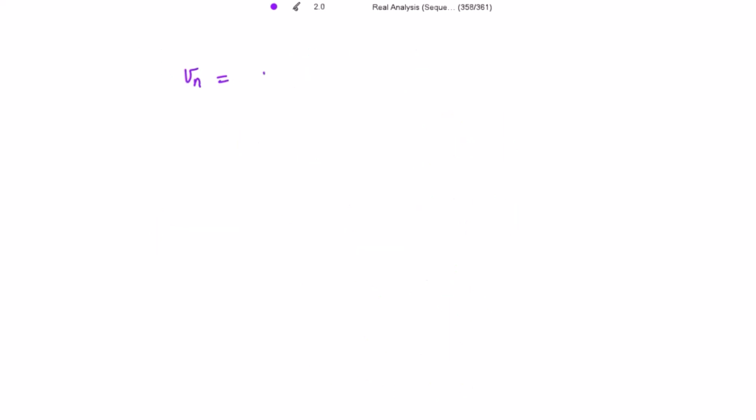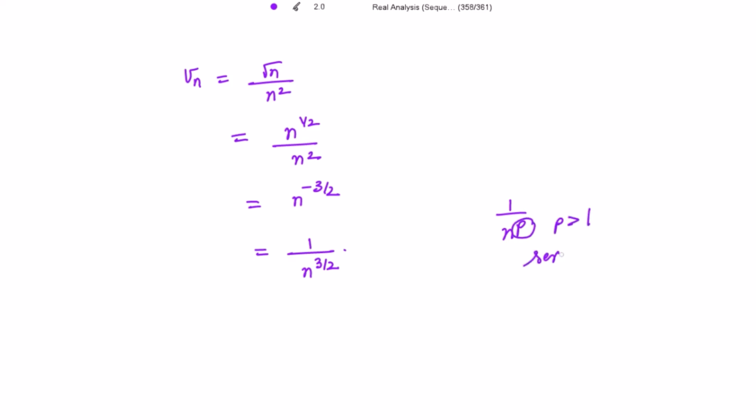Now Vn is equal to square root n divided by n square, that is n power 1 by 2 over n square, that is n power minus 3 by 2, or 1 divided by n power 3 by 2. By p-test, if p is greater than 1, then the series is convergent. So here I am having 3 by 2, which is strictly greater than 1. So this Vn series is convergent. So by p-test, the series Vn is convergent.